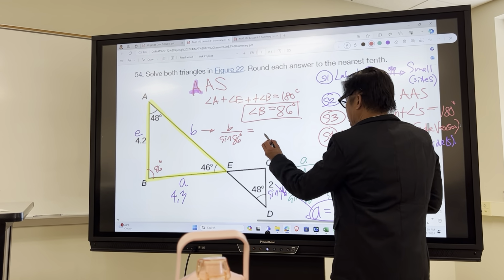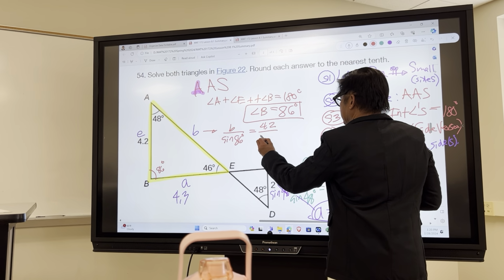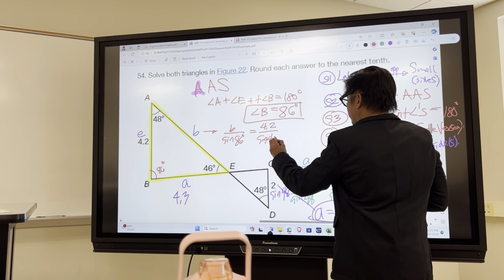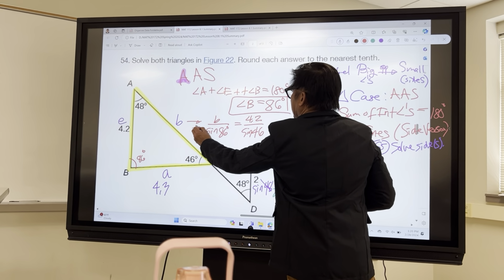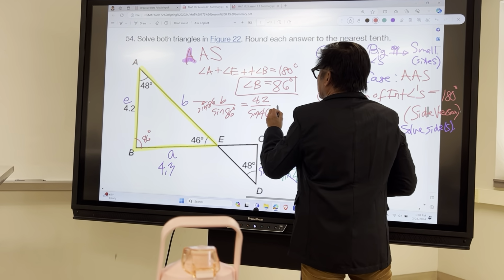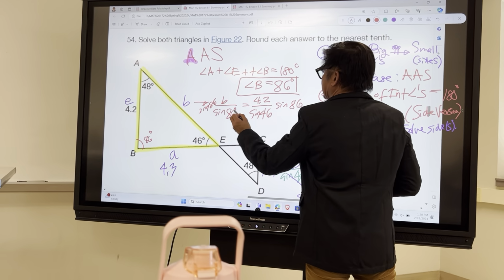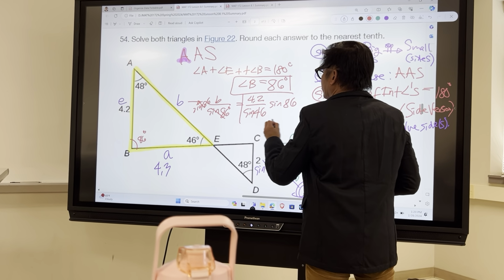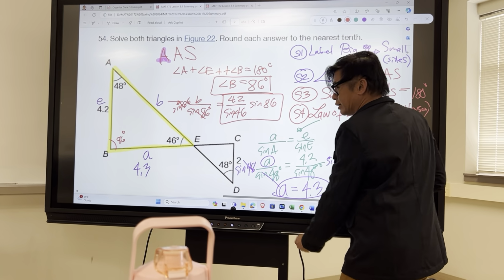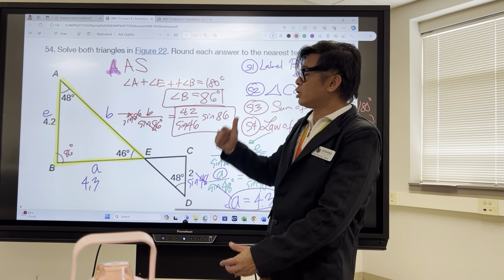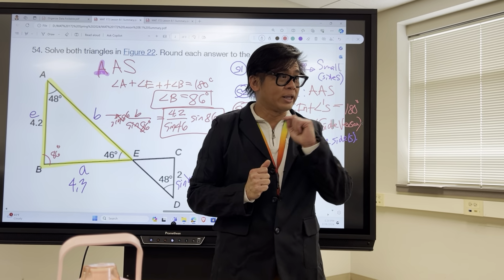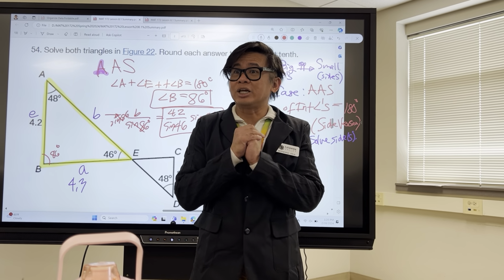What's your E again in here? 4.2 sine, what's this? 46. So similar to what we did, sine 86, on both sides to get that angle in here, and that will be your side B. Are we good, guys? Again, round it off to the nearest tenth, or 1 decimal place. Make sure it's in degrees, all right?